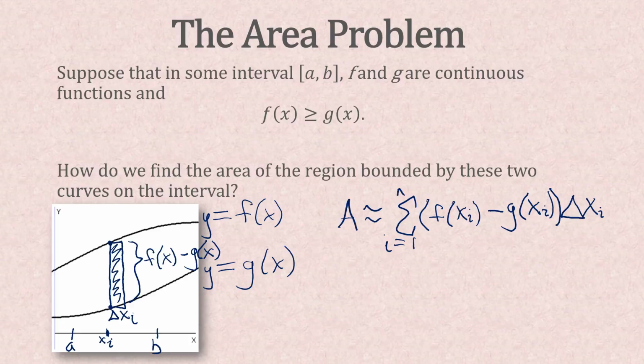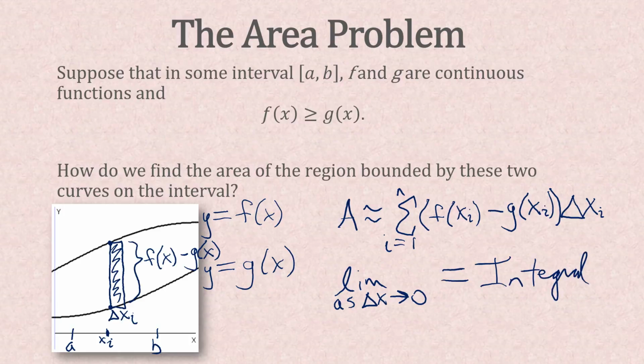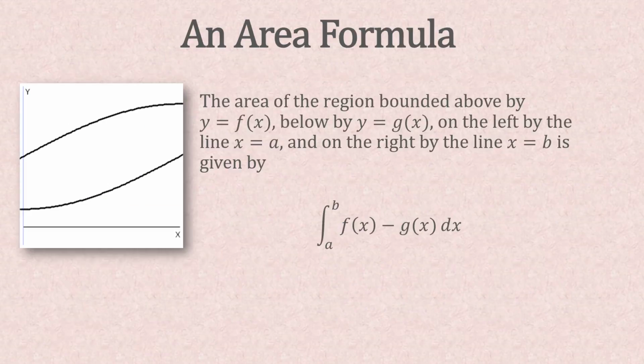Well, we've seen something like this before, and we know that if we take the limit as delta x sub i goes to 0, this then turns into an integral over the interval from a to b. So that turns out to be exactly how we define our area.